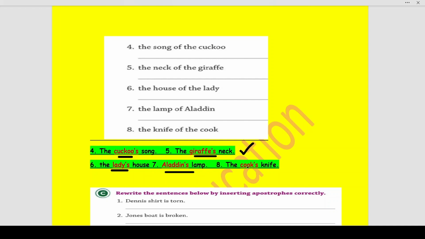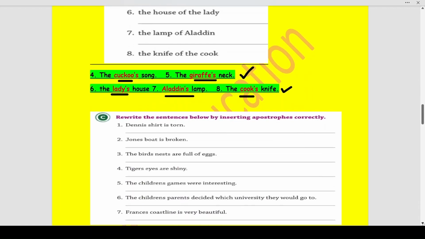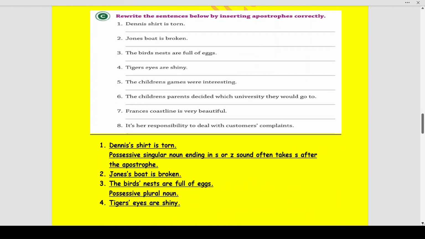The knife of the cook. The cook's knife. Cook is a singular noun, so it will be followed by apostrophe S to show your possessive noun. Next, let us see. C. Rewrite the sentences below by inserting apostrophes correctly. Dennis' shirt is torn. Now, over here, students, as you can see, Dennis, we have to show Dennis's shirt is torn.